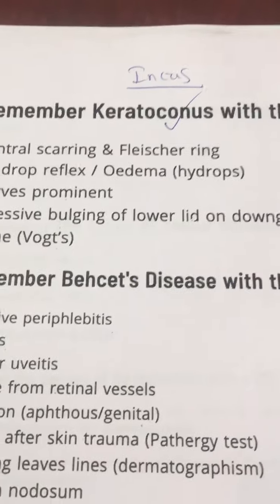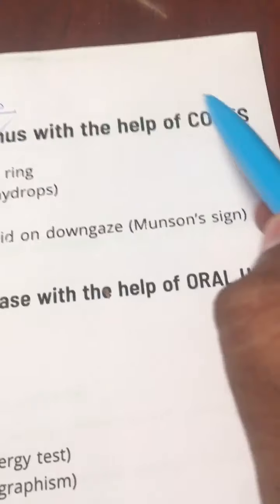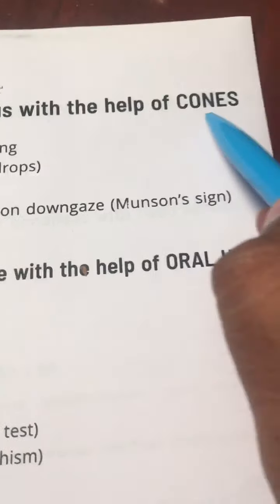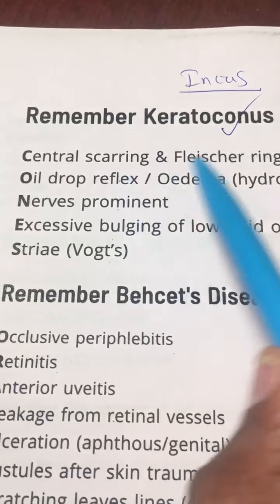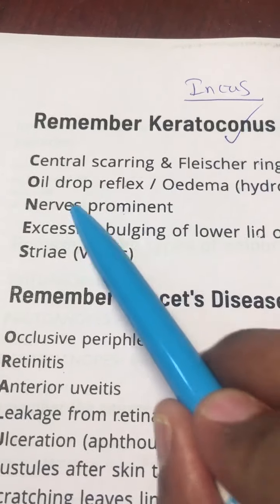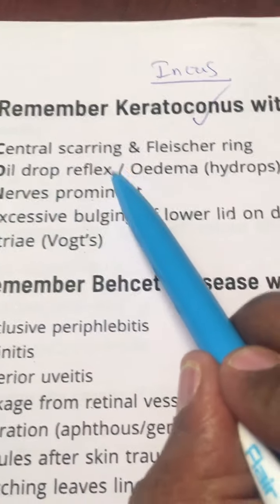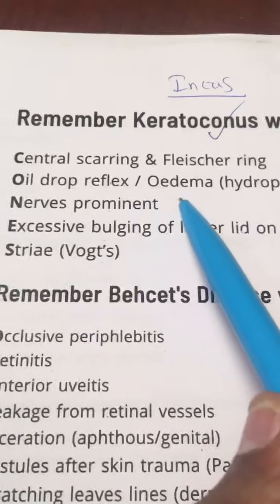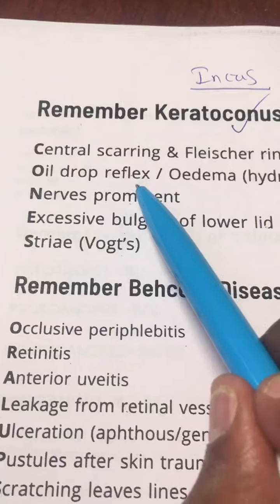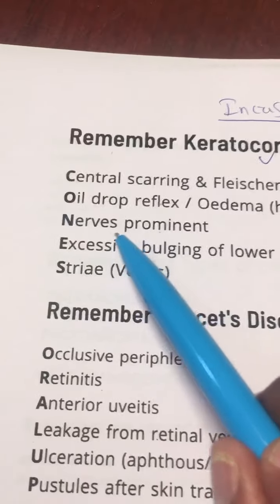Keratoconus is a very hot topic. So how will you remember it? Remember the mnemonic CONES. C is corneal scarring and Fleischer ring. O is oil drop reflex and edema. The O's: O for edema, O for oil drop reflex in keratoconus.